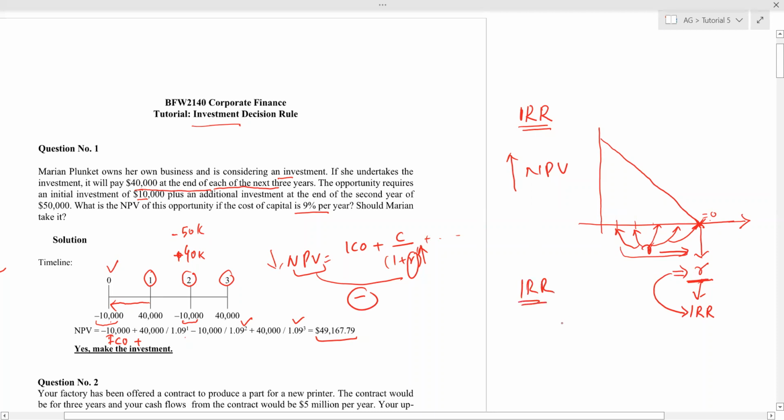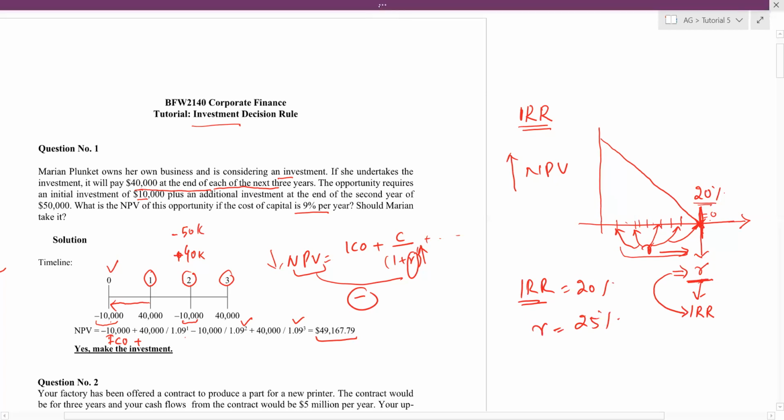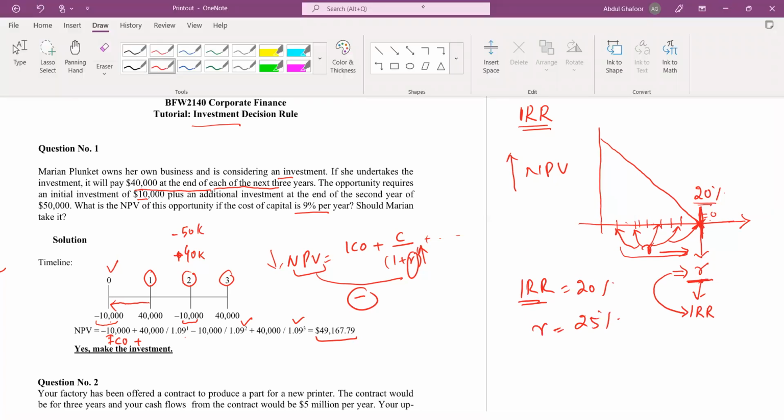Because IRR gives us an indication that at this rate, let's say 20%, you will make no profit, no loss. So it means that you should try to get your financing less than 20%. So if let's say IRR is equal to 20%, and the cost of capital is equal to 25%, will you take the project, students? Will you take that?